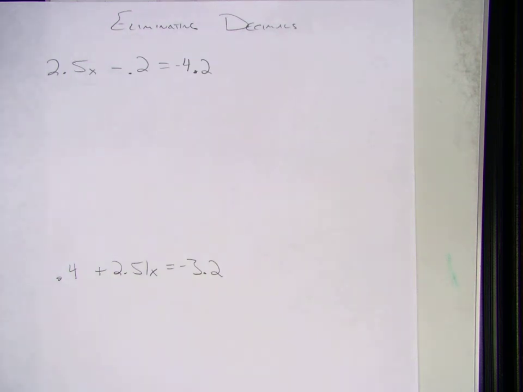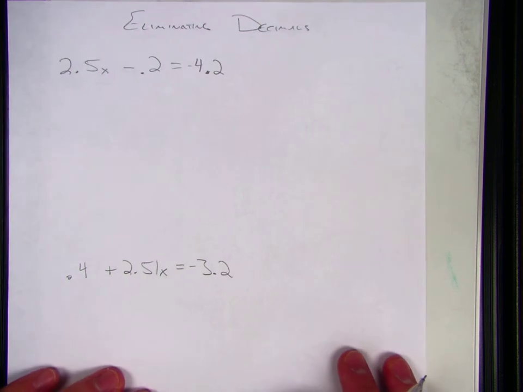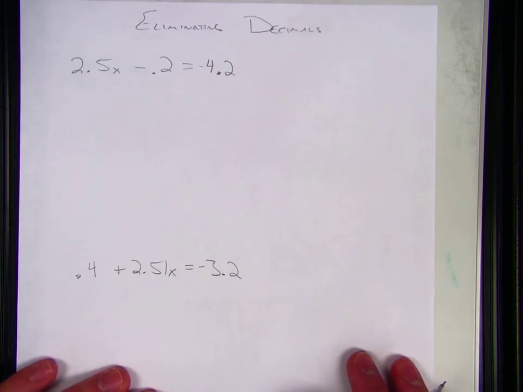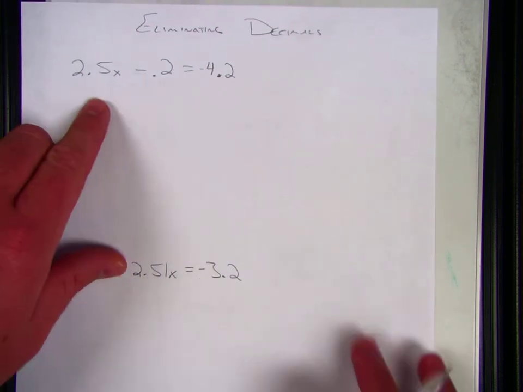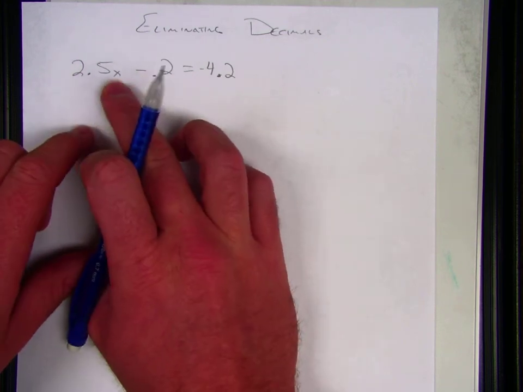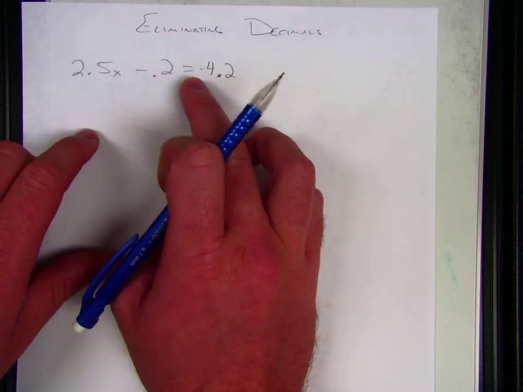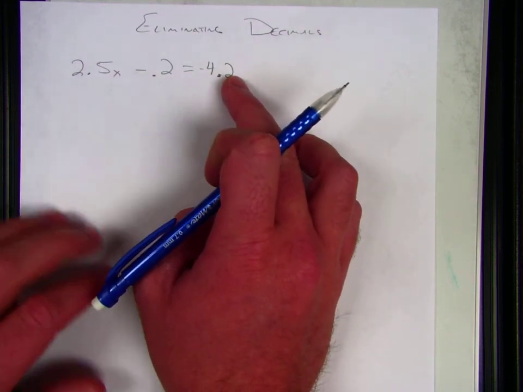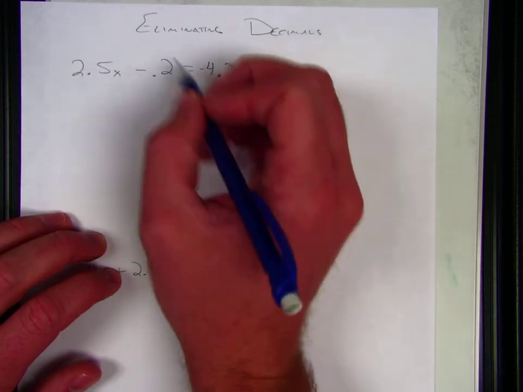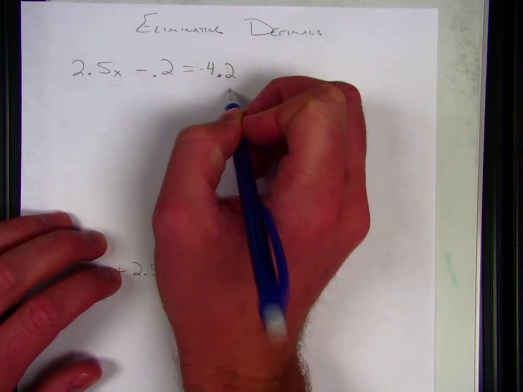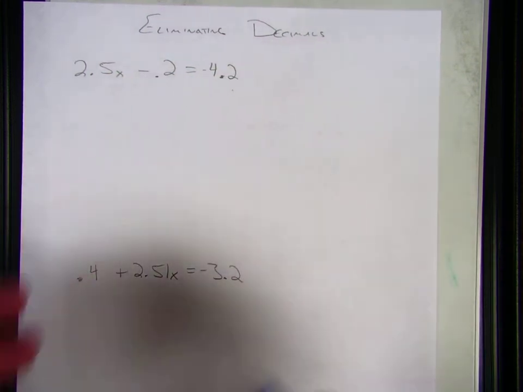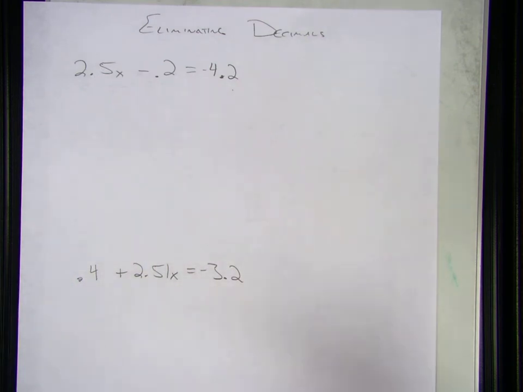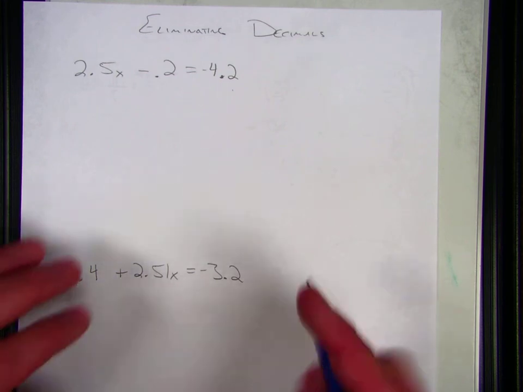In this video, I'm going to show you how to solve equations that have decimals by eliminating the decimals first. So in this first example, I have 2.5x minus 0.2 equals negative 4.2. Now we could solve this just by normal means if we wanted to, by adding 0.2 to each side and then dividing by 2.5. But I have this other way that you can do it if you choose, and many students prefer it this way, so I want to go ahead and show it.